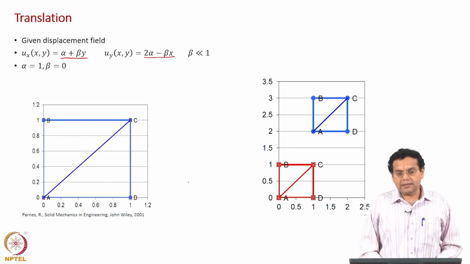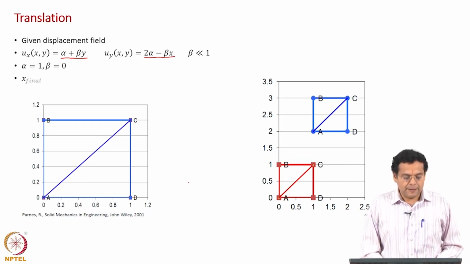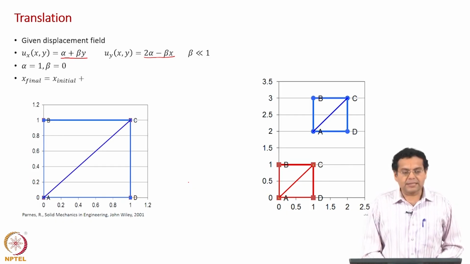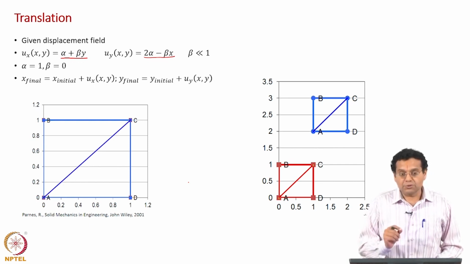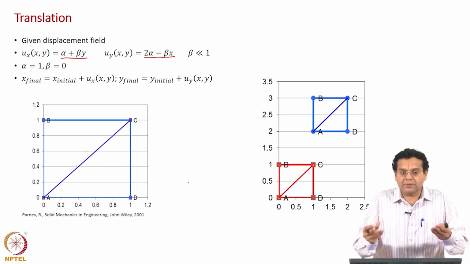You take the coordinate, add the x displacement, add the y displacement, get the final coordinate. But that displacement depends on x and y, so accordingly you should calculate the displacement. Let us see one example. X final is equal to x initial plus u x as a function of x comma y. Y final is equal to y initial plus u y as a function of x comma y. So, final coordinates are equal to initial coordinates plus the displacement in the respective directions.